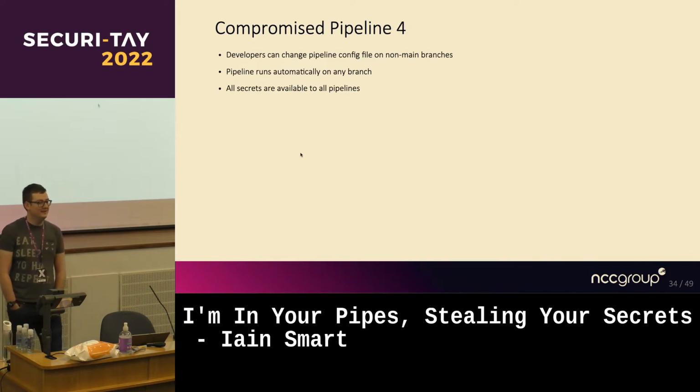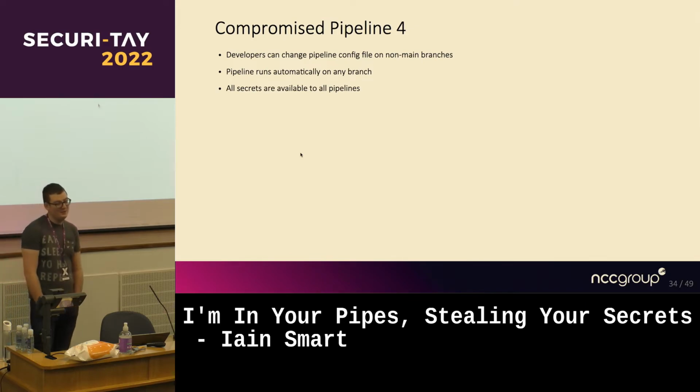The config file wasn't in a separate repo that they had no access to or anything. It wasn't protected. It wasn't under change control. It was possible for any dev to change this pipeline on any branch, and then Circle CI would pick up the task with the new config.